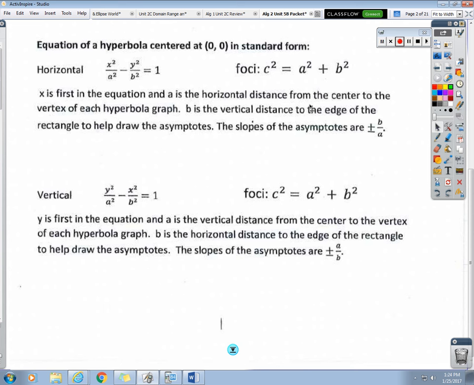Vertical hyperbolas, the y is first in the equation, and a is the vertical distance from the center to the vertex of each hyperbola graph. B is the horizontal distance to the edge of the rectangle to help draw the asymptotes, and the slopes of those asymptotes are plus or minus a over b. Okay, let's try an example. Go to the next page.